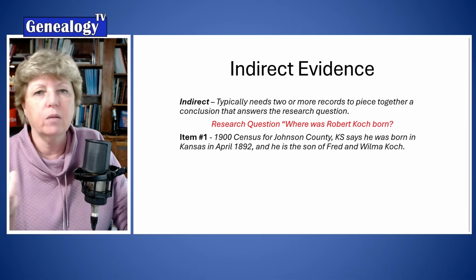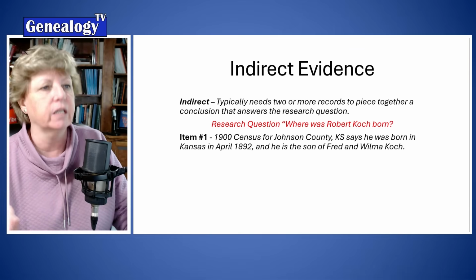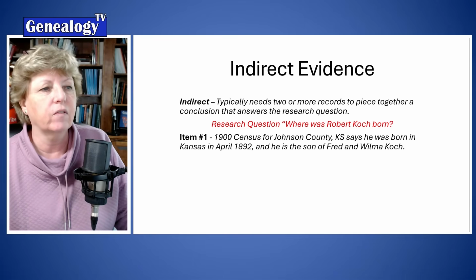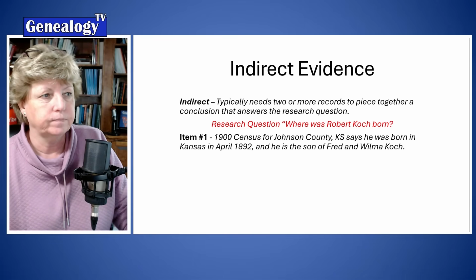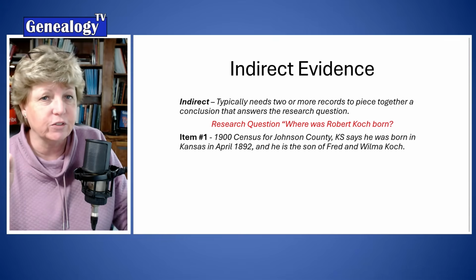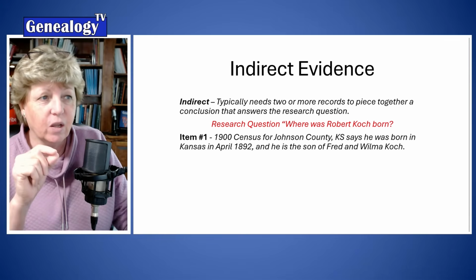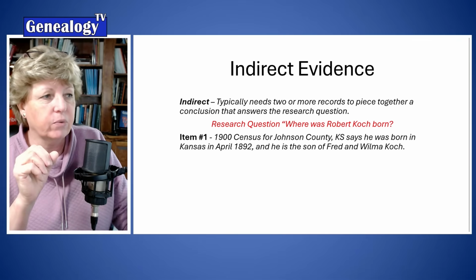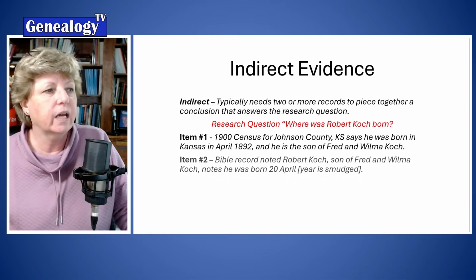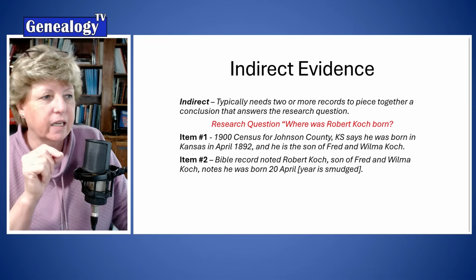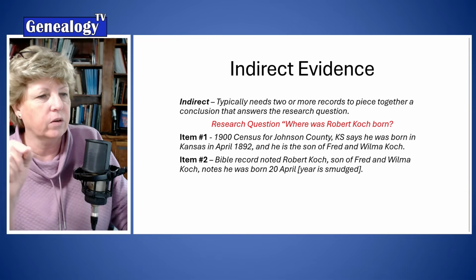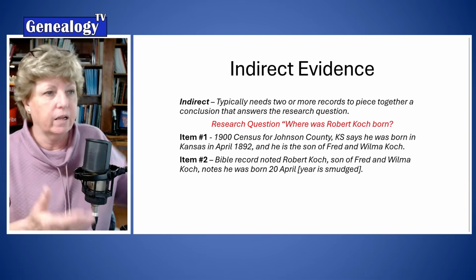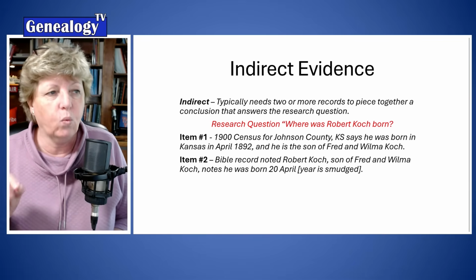For example, let's say the question was, where was Robert Koch born? Well, item number 1 might be the 1900 census in Johnson County, Kansas, which says he was born in Kansas in April of 1892, and he is the son of Fred and Wilma Koch. Okay. Now, that gives us part of the research question, when we were asking where was he born and maybe when was he born. We've got April of 1892, and we find a Bible record, a second record, that says that Robert Koch, the son of Fred and Wilma Koch, was born on April 20th, but the year is smudged. And I actually have a typo here. The question was, when was he born?